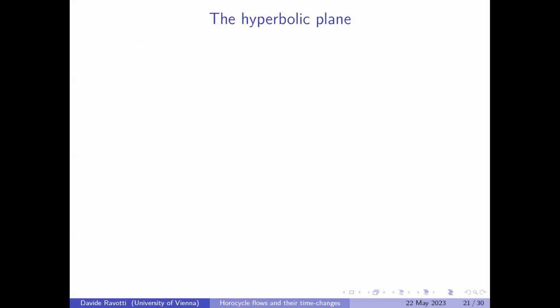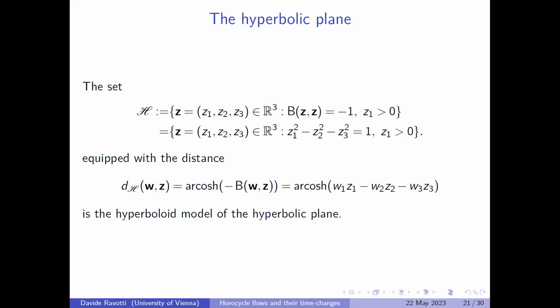So why do we like this? Well, this tells us the following. I consider the set in R3 of all vectors Z1, Z2, and Z3 such that the bilinear form I defined before is equal to -1, and the first one is positive. So if you want explicitly, these are all the points Z1, Z2, Z3 in R3 such that Z1 squared minus Z2 squared minus Z3 squared is equal to 1, and Z1 is positive.